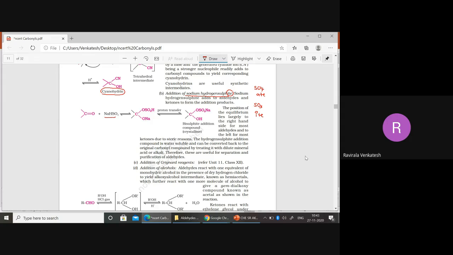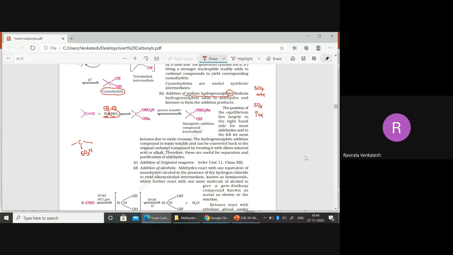Now what is happening in this case? Both aldehydes and ketones will form a product in this case. How to make this one? I'm writing here C double bond O. Na plus, and HSO3 minus I'm writing. This part will be the nucleophile, and this part will be the electrophile. Now what do I get after addition? C with SO3H. Don't write HSO3 minus, write SO3H actually.